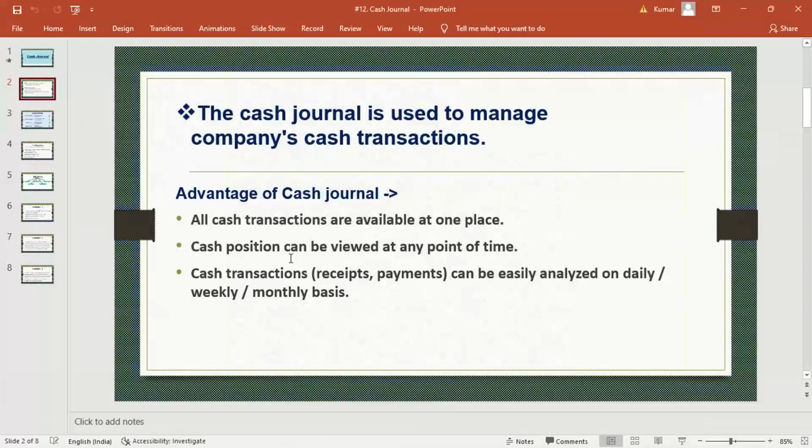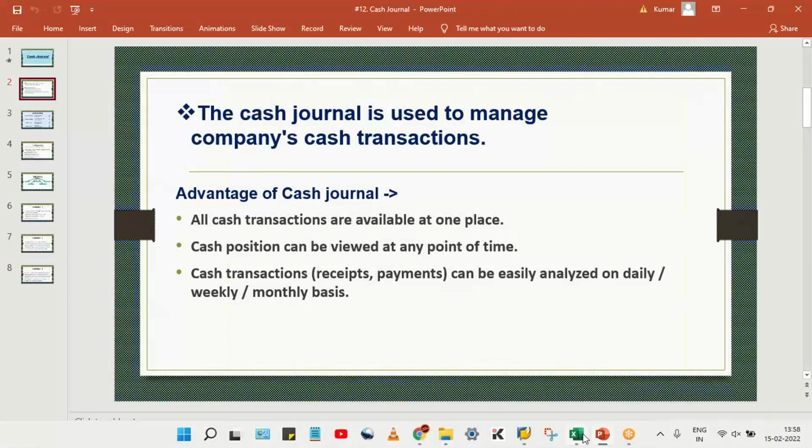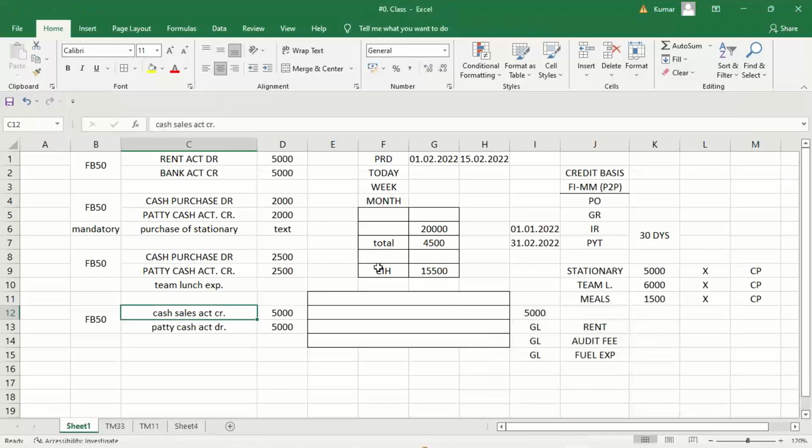Second thing, cash position can be viewed at any point of time. You can check, this is the cash in hand. The moment it becomes 18,000, it means cash in hand is 2,000. Less amount is there, then again additional withdrawal is going to take place, right? Because cash in hand is less.